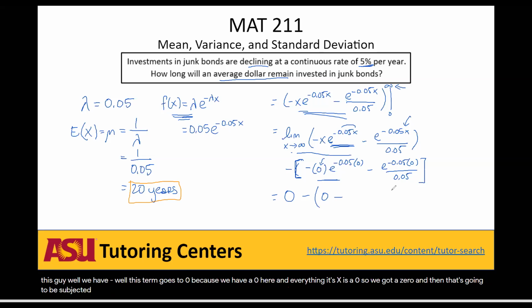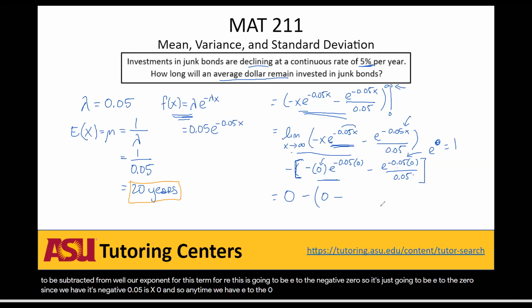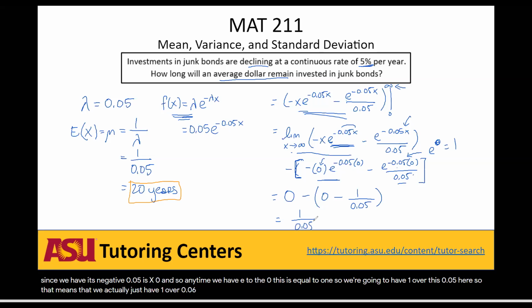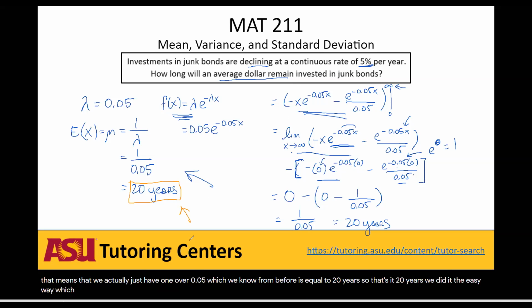And then that's going to be subtracted from, well, our exponent for this e term is going to be e to the negative 0, so it's just going to be e to the 0, since negative 0.05 is multiplied by 0. And anytime we have e to the 0, this is equal to 1. So we're going to have 1 over this 0.05 here. So that means that we actually just have 1 over 0.05, which we know from before is equal to 20 years. So that's it. 20 years. We did it the easy way, which you should definitely remember, and we did it the hard way, which was fun, but took a lot longer.